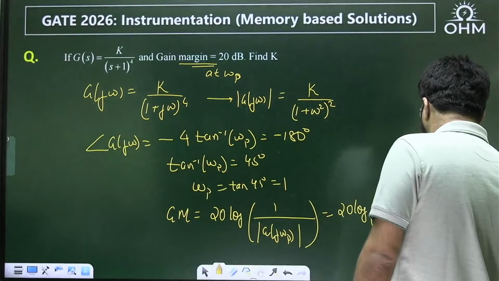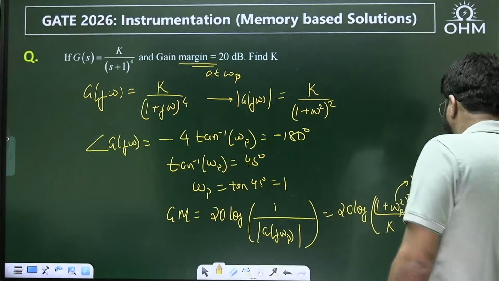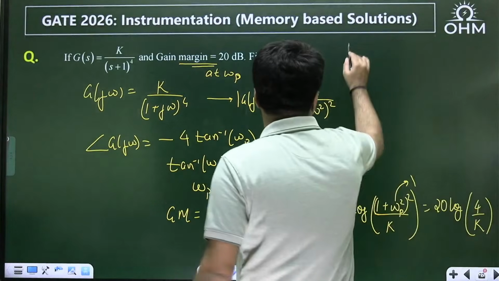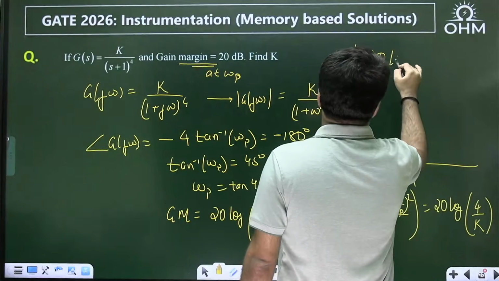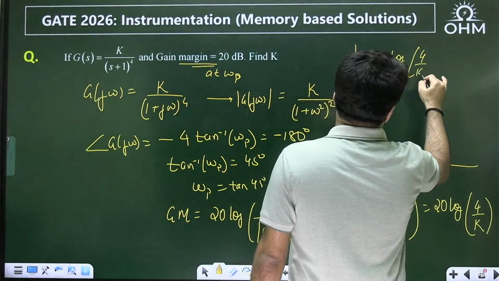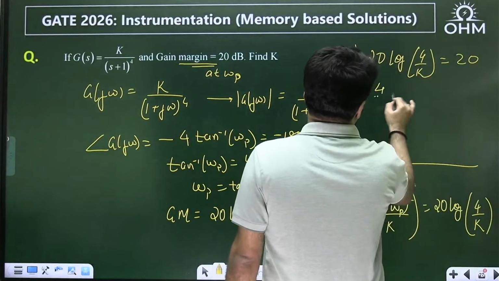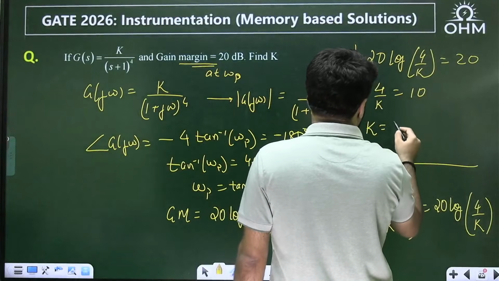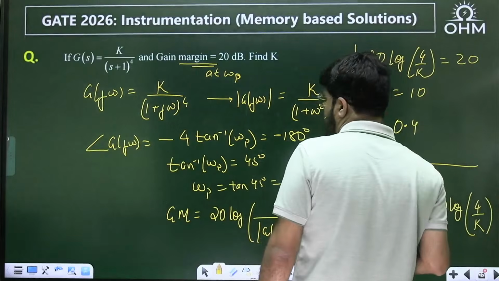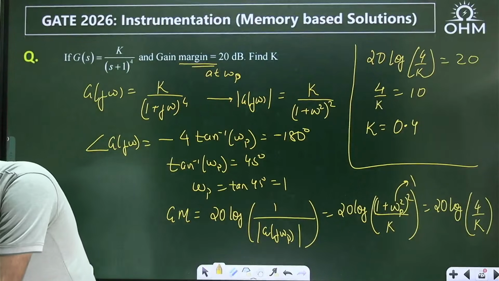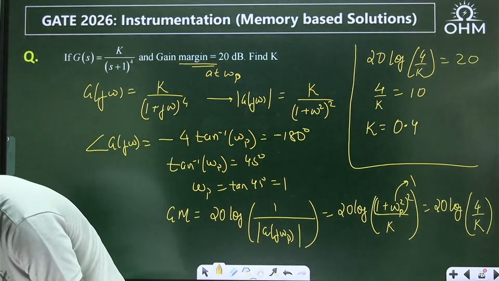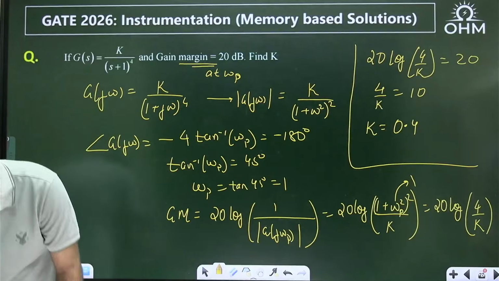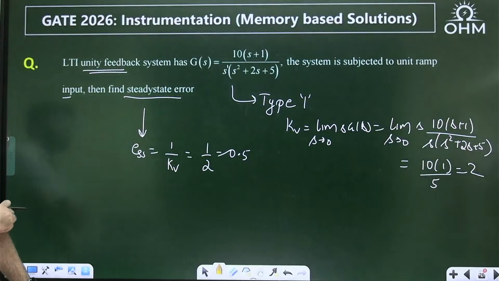Omega p is 1. So when I put the value of omega p, I get 1 plus 1, 2. 2 square, 4. Correct? So that is going to be 4 by K. Now what is given to me? The gain margin is given as 20. So it is 20 log of 4 by K, which is 20. That means the log of the value is 1, so 4 by K has to be 10, since log 10 is 1. Then what is the value of K? 4 by 10, 0.4. Okay, 0.4, right?